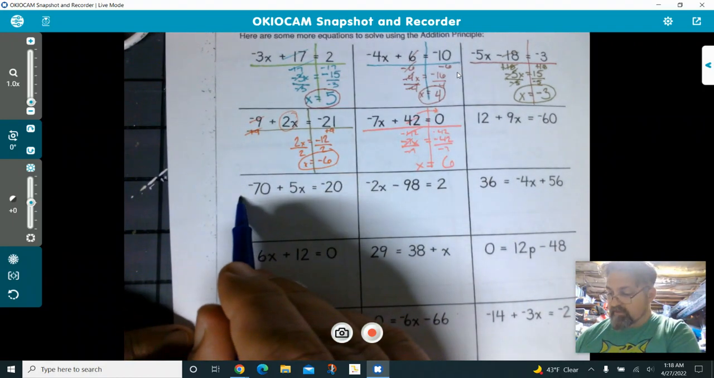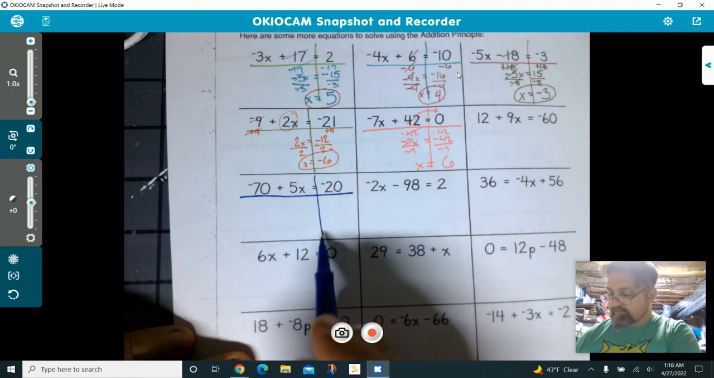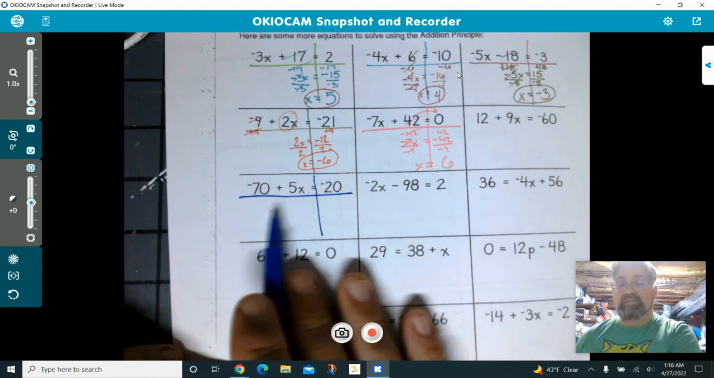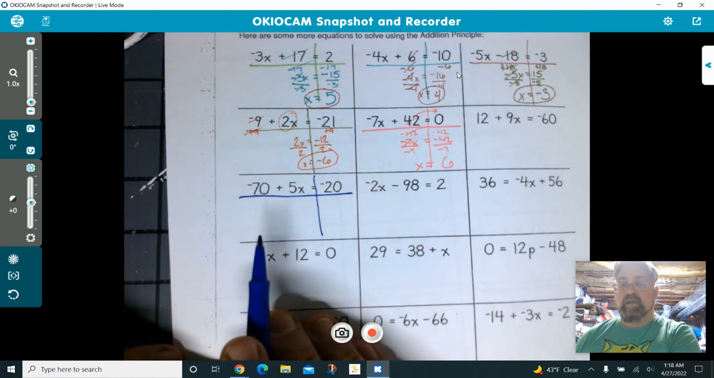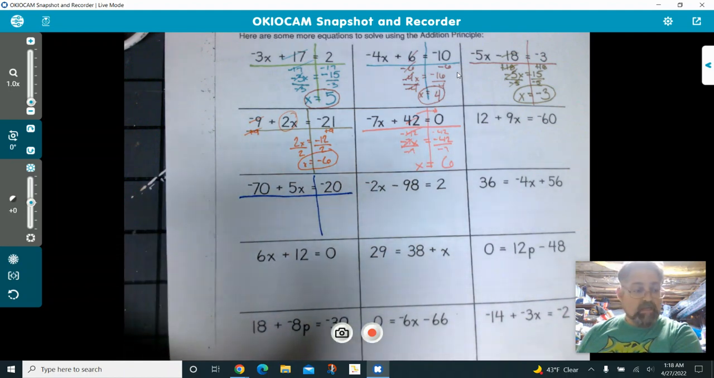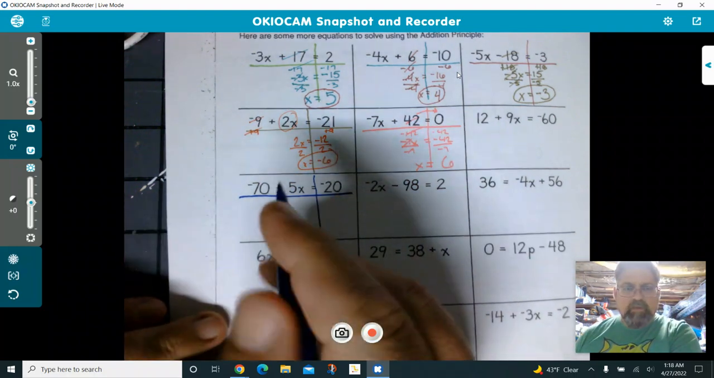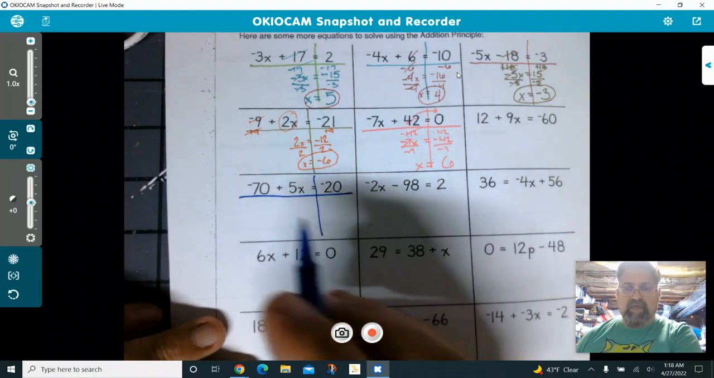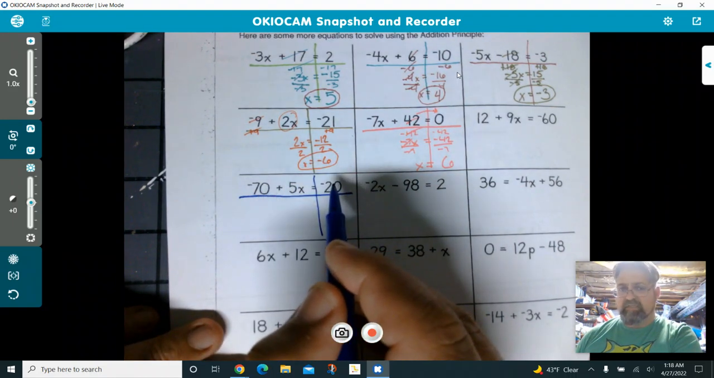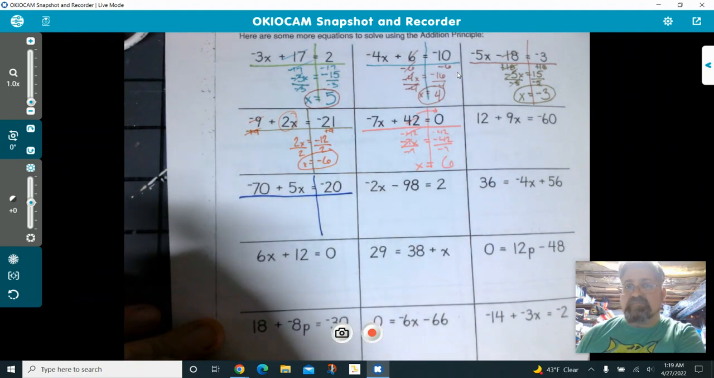I'm going to draw my line underneath. And my line down. So I can make sure that all my letters are on one side, all my numbers are on the other side. Right? Okay. Now, all my letters are already over here, that 5x. That means I have to move this minus 70 to the other side. So to get rid of a minus 70 here, I have to do the opposite of minus 70.